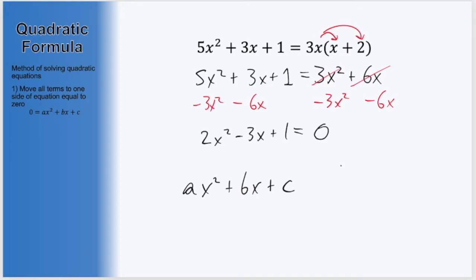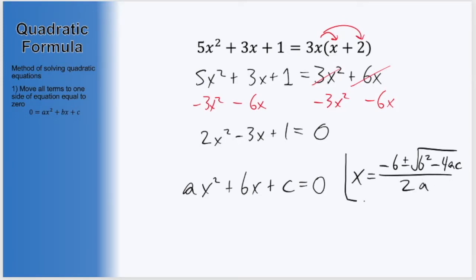With that notation in mind, the quadratic formula tells us that the solutions to the equation, where this standard form is equal to 0, are given by x equals minus b plus or minus the square root of b squared minus 4ac, all over 2 times a. This is our quadratic formula. And it gives us two solutions, one where we use the plus between the b and the square root, and one where we use the negative between the b and the square root.